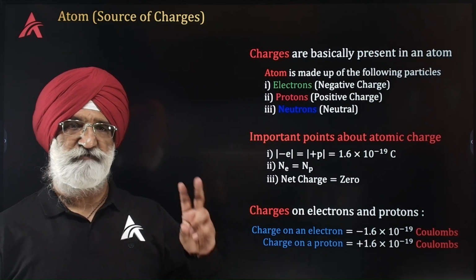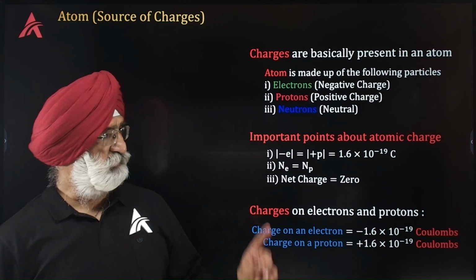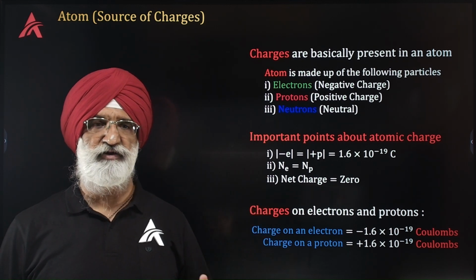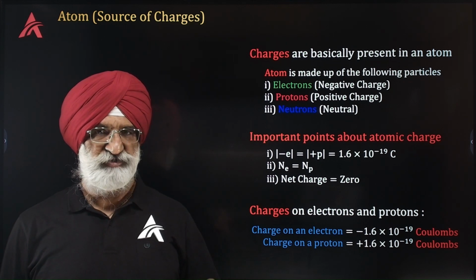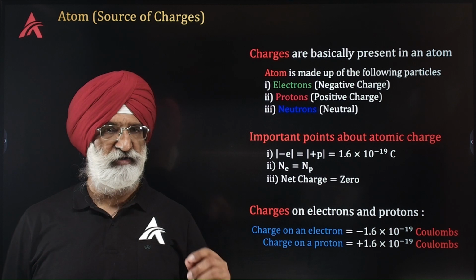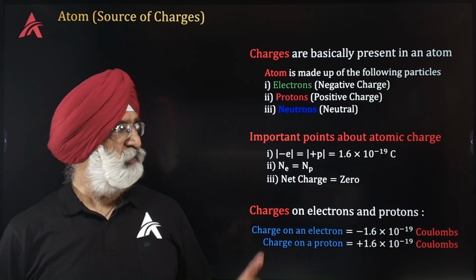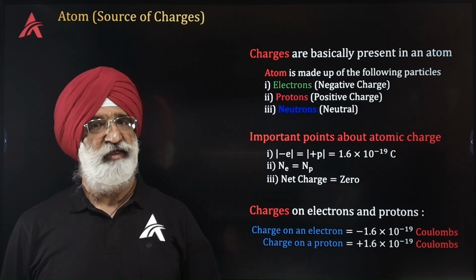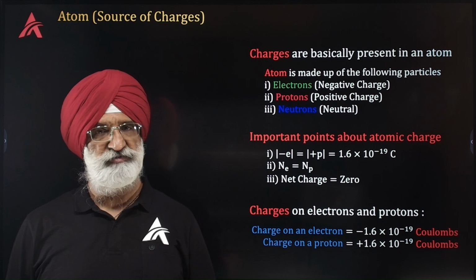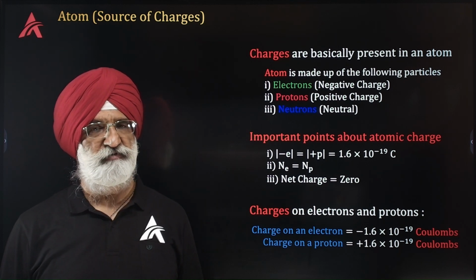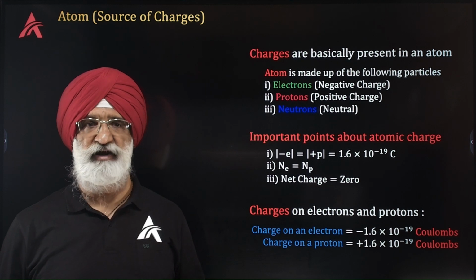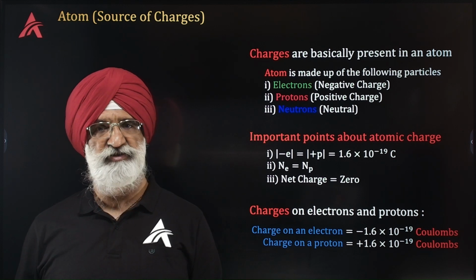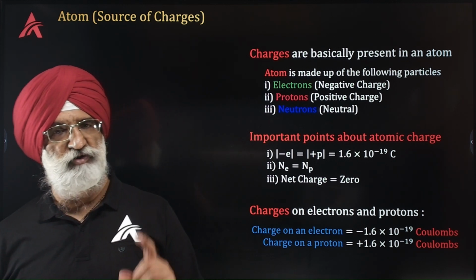An atom consists of three fundamental particles: negatively charged electrons, positively charged protons, and neutral neutrons. The charges on an electron and a proton are equal in magnitude at 1.6 × 10^-19 coulombs. In every atom, the number of electrons equals the number of protons. Because these positive and negative charges balance each other perfectly, the net charge on an isolated atom is always zero.